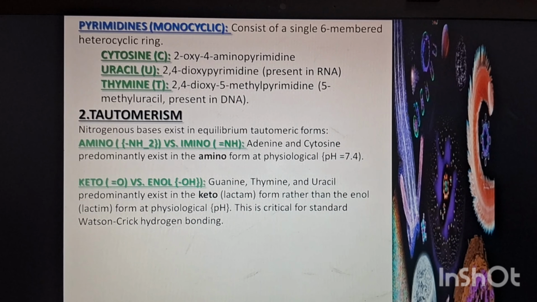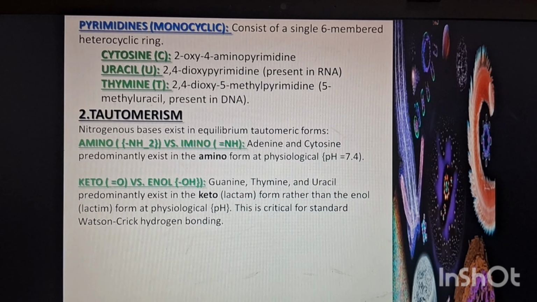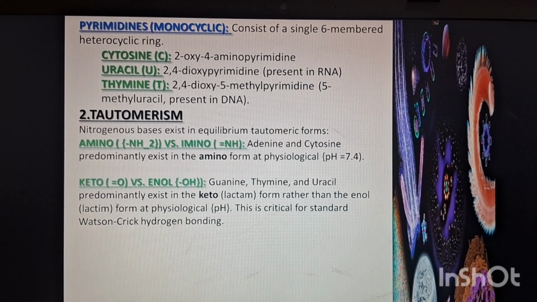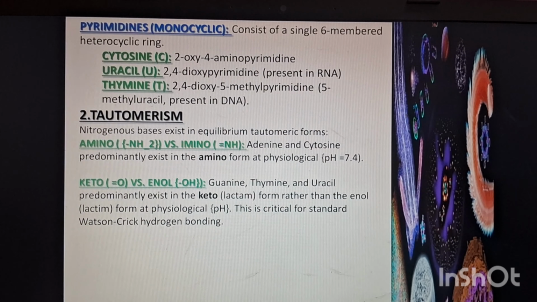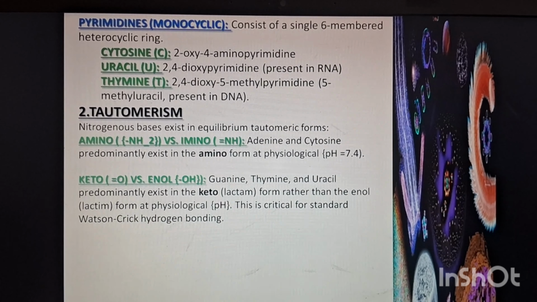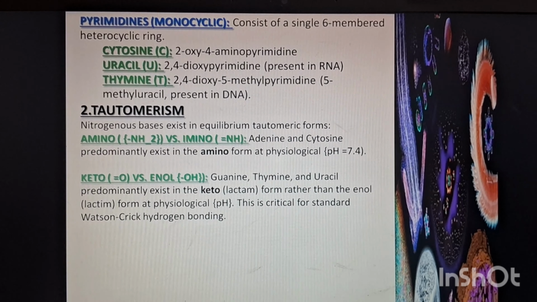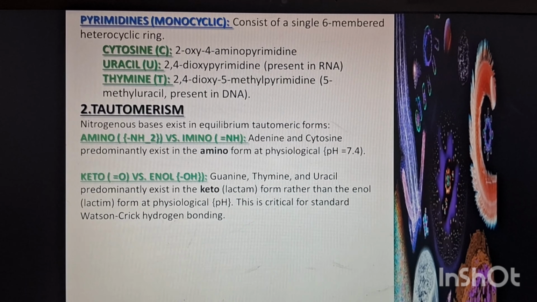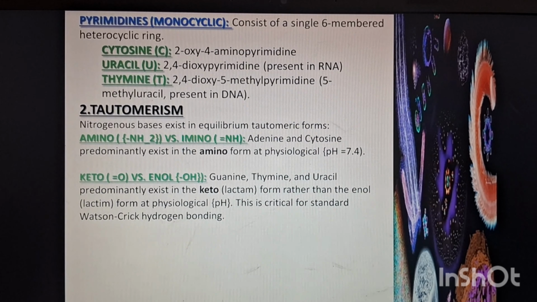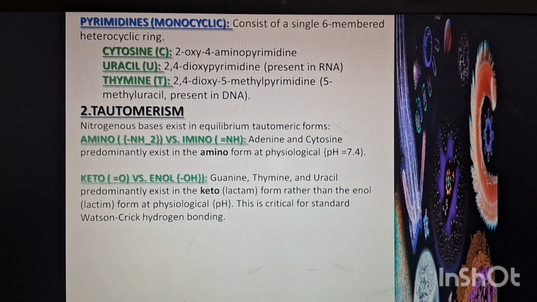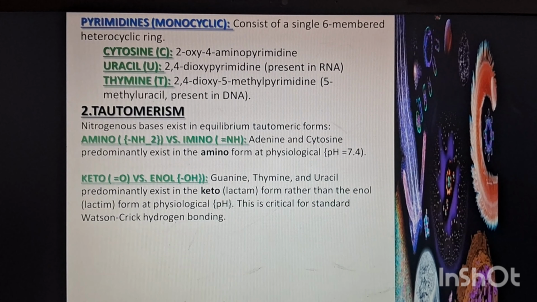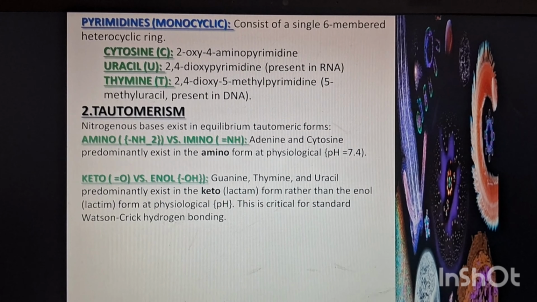Next, tautomerism. Nitrogenous bases exist in equilibrium tautomeric forms. First is amino versus imino. Adenine and cytosine predominantly exist in the amino form at physiological pH, that is 7.4. And next, keto versus enol group. Guanine, thymine and uracil predominantly exist in the keto, that is lactam form, rather than the enol lactim form at physiological pH. This is critical for standard Watson-Crick hydrogen bonding.